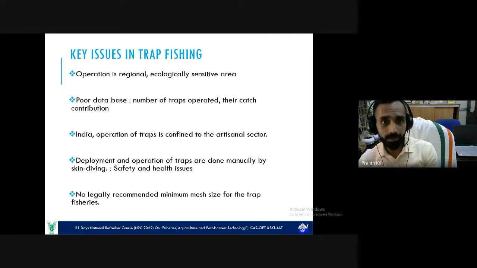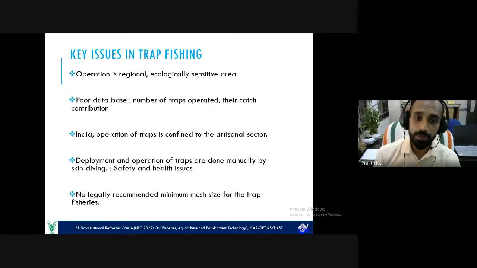Another thing is, in India, the operation is mainly confined to the artisanal sector. There is no modernization or high-level trapping. Deployment and operation of traps, as I said, is mainly confined to the Tamil Nadu coast. What fishermen are doing is simply diving into the sea, and they are not even using floats and ropes. They believe that attaching a float and rope will reduce the catch. They say it makes some noise. So they simply dive into the sea and fix the traps in the water. So the safety and health of fishermen is another aspect.